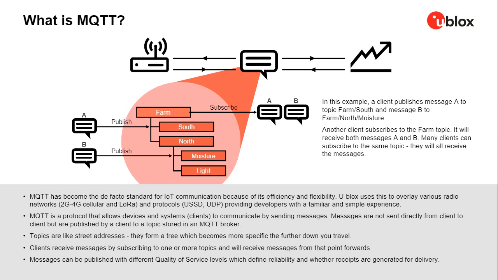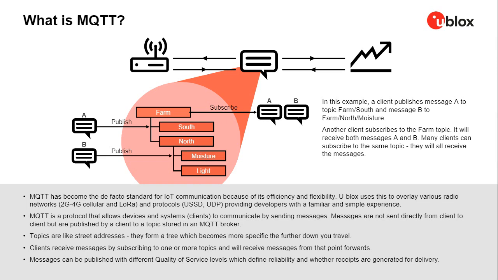So, for example, if a message is published to the farm topic that you see on the slide there, clients that are subscribed to the farm topic or the topics below it, south, north, moisture, and light, will all receive a message. Whereas if a message is published to the north topic, only clients subscribed to north, moisture, and light will receive the message. So you see it's a kind of hierarchical structure there.